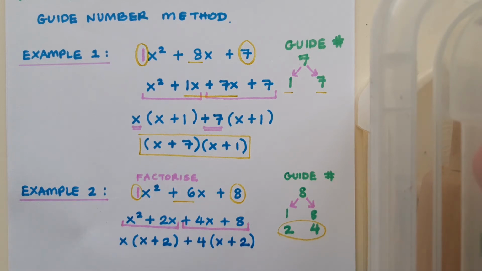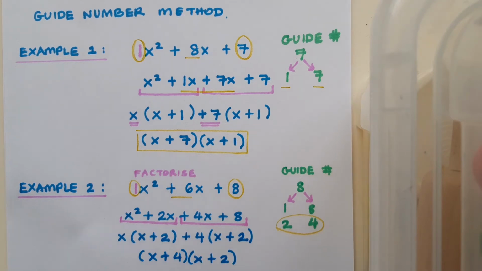Now I need to write the final line of my factorisation. How do you think this should look? It should be x plus 4 by x plus 2.